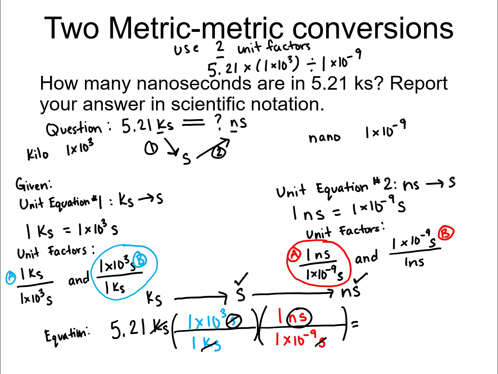Sure, one more time. When you have a number in the top of your unit factor, you're going to multiply. When you have a number in the bottom, you divide. For this equation, what you're entering into your calculator is 5.21 times 1 times 10 to the third divided by 1 times 10 to the minus 9.